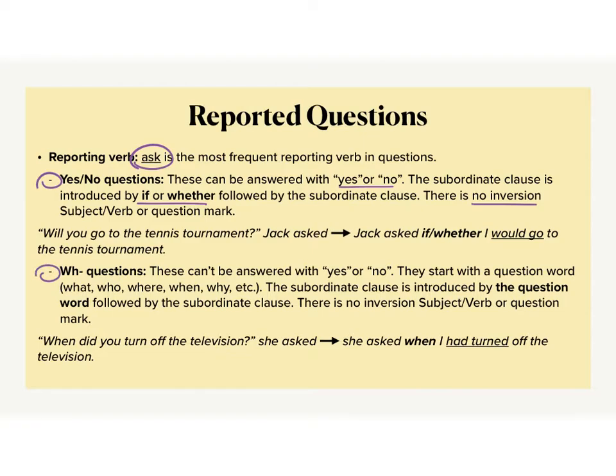The WH questions, which can't be answered with yes or no, are introduced by the question word, followed by the subordinate clause, and there is also no inversion. For example, "when did you turn off the television?" She asked. She asked when I had turned off the television.